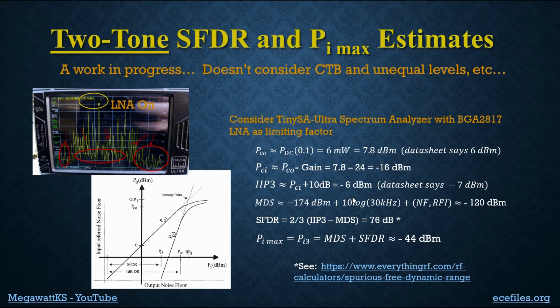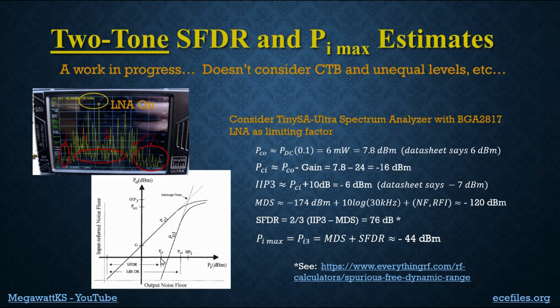Now, if you're really, really good with geometry, you can probably come up with this expression for yourself from this geometric construction. But I just gave a reference here for where you can find it. It's a worthy formula to remember. The spurious free dynamic range is 2/3 of the difference between the input referred intercept point and the input referred minimum detectable signal. And using the numbers here, I got 76 dB. So that's this distance here.